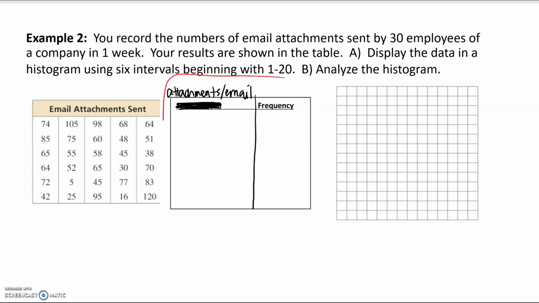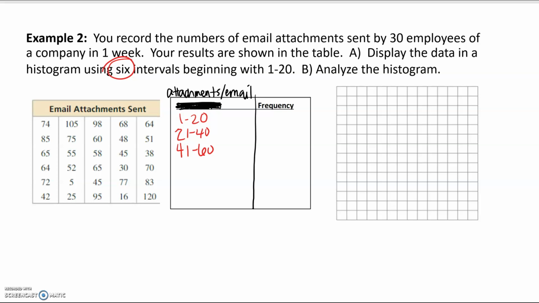So this is the table right in the middle that we have to do before we can create the histogram. It says start with intervals 1 through 20. Remember, your intervals should be the same. So 1 through 20, that's 20 numbers. So in the next one, I'm going to go 21 to 40. And then I'm going to do 41 to 60. It says I need 6 intervals, so I'm going to keep going.